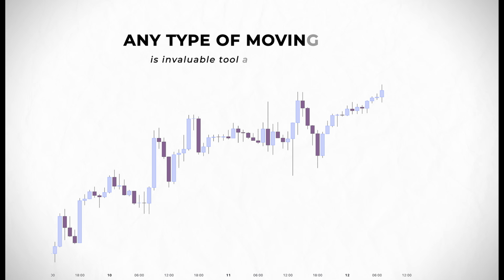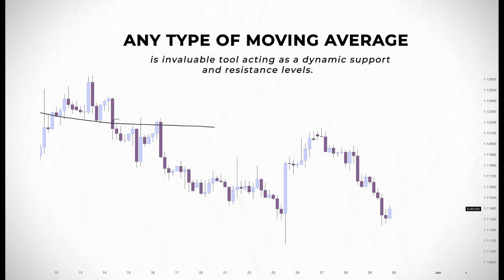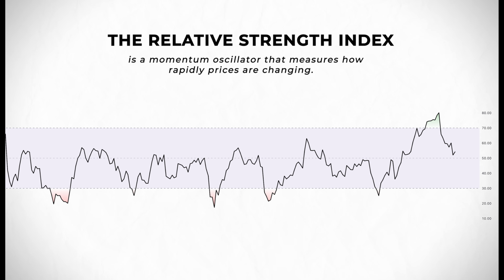But besides trend identification, simple moving averages are really great tools that can act as dynamic support and resistance levels. So for example, if the price repeatedly bounces off the 50-day moving average and moves higher, this moving average is acting as a dynamic support. On the other hand, if the price often falls after touching the 200-day moving average, this moving average is serving as a dynamic resistance.